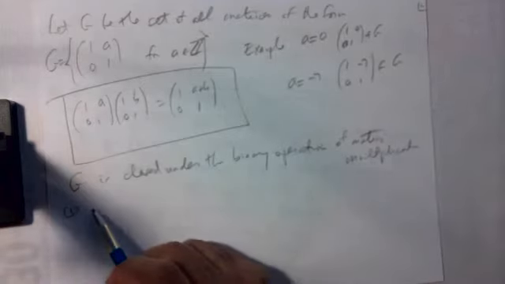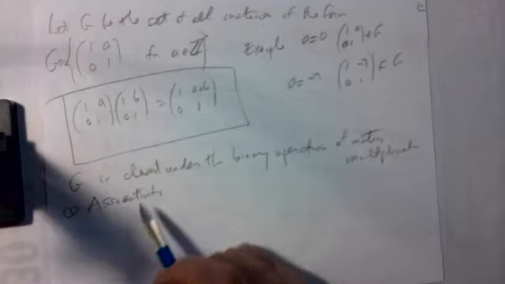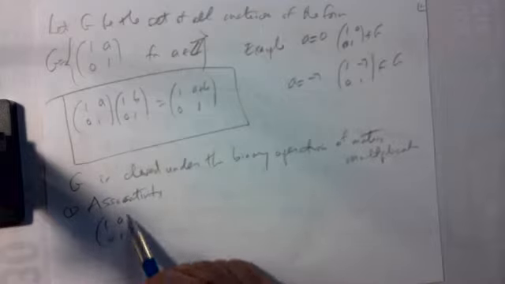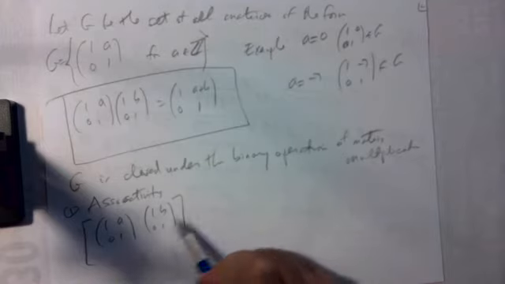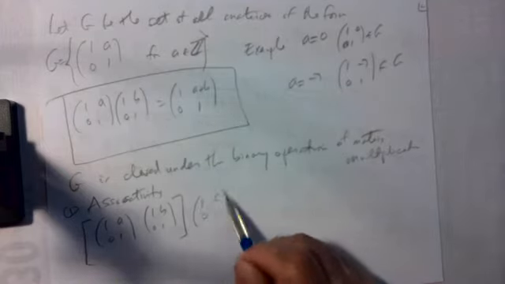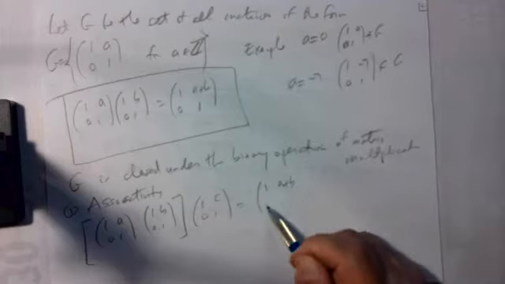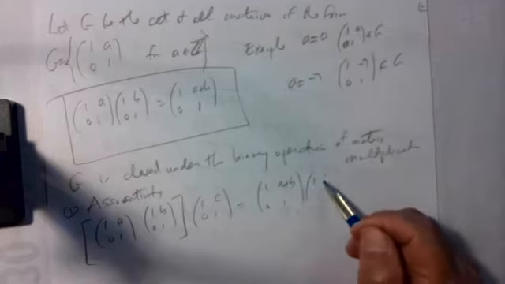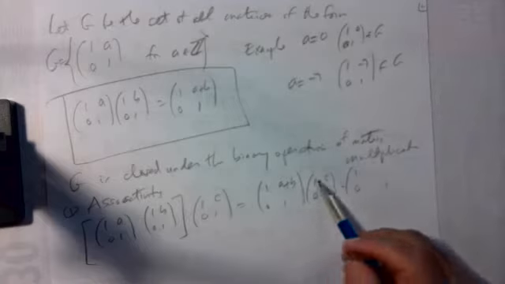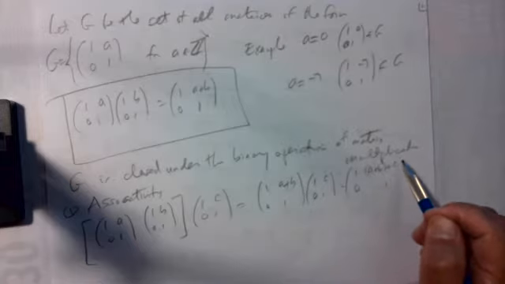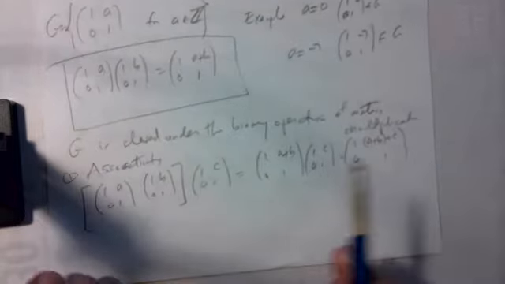So let's check the properties. First of all, let's check associativity. So you take the matrix [1, A; 0, 1] times [1, B; 0, 1], and you multiply that together, and then you multiply the product by [1, C; 0, 1]. When you multiply these two together, you get [1, A+B; 0, 1] times [1, C; 0, 1]. This is 1, 0, 1, and what do you get up here? This plus this, A+B+C. So when you multiply in this order, this is what you get.